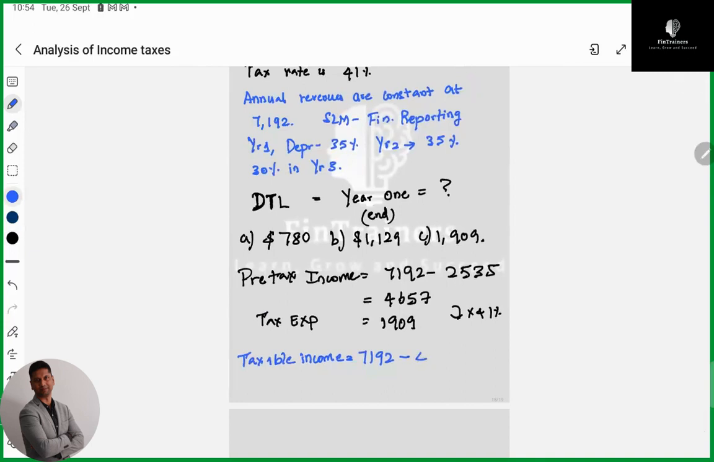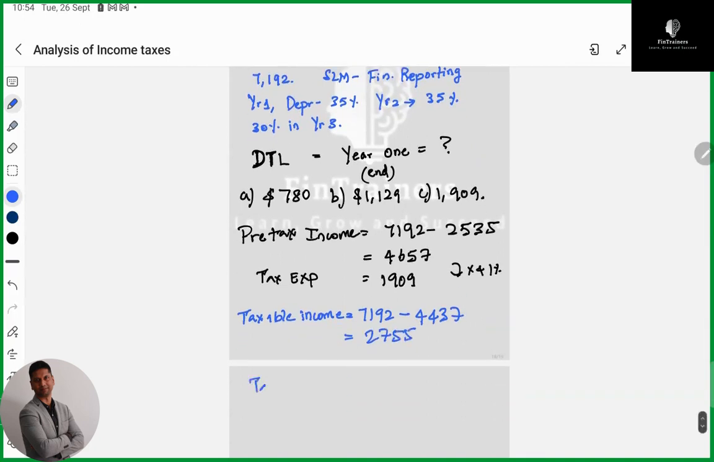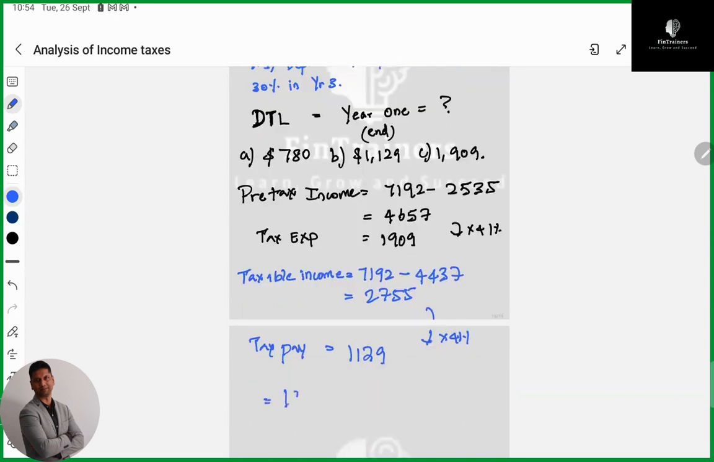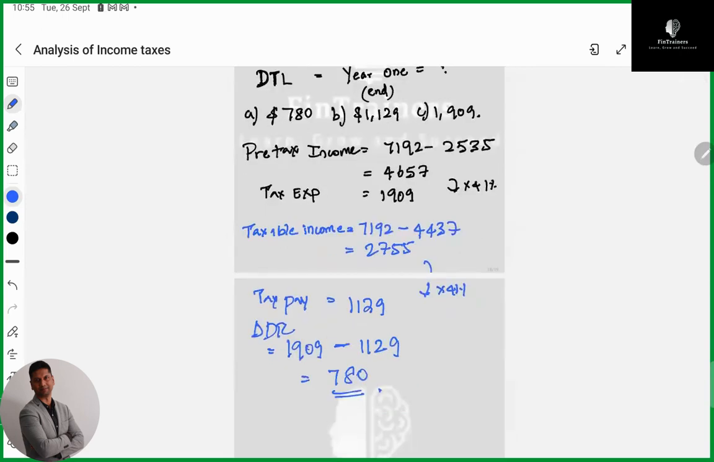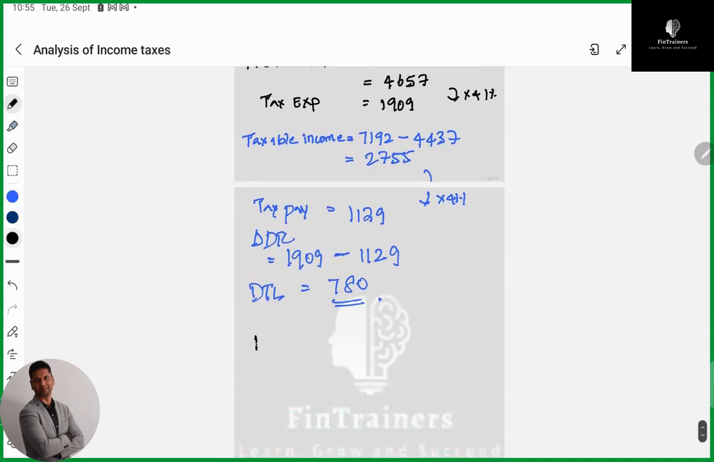And the taxable income will be your revenue minus 35% of the equipment value, which will be 4436, we'll round it. Okay, 2755. So that is your taxable income. Your tax payable is this times 41%. So that will be 1129. So if we subtract 1129 from 1909, that is 780, right? This is your DTL.